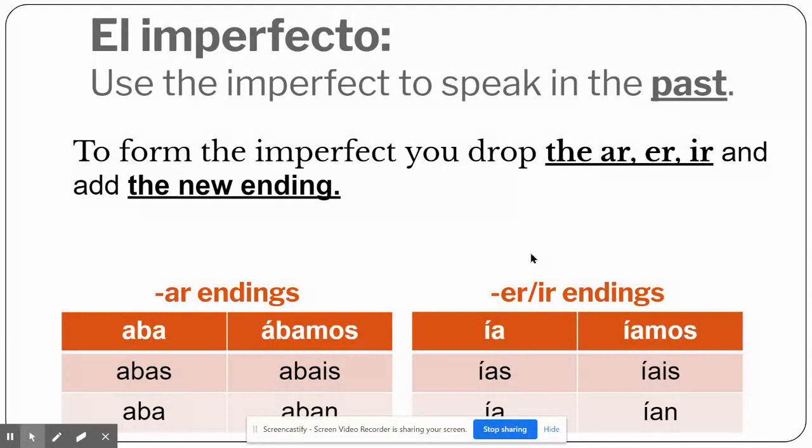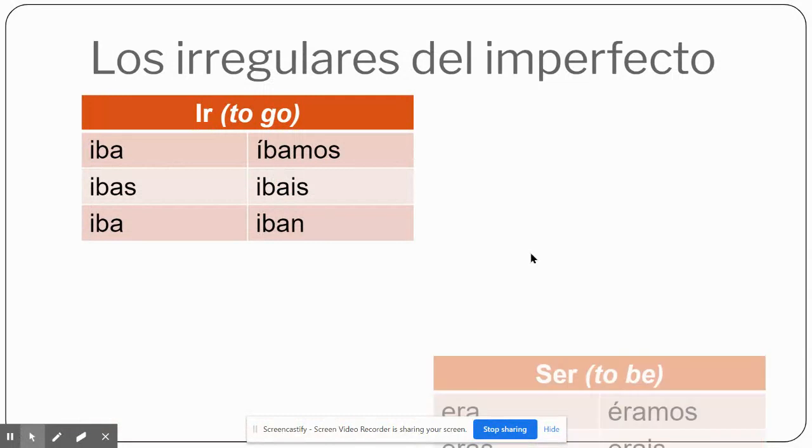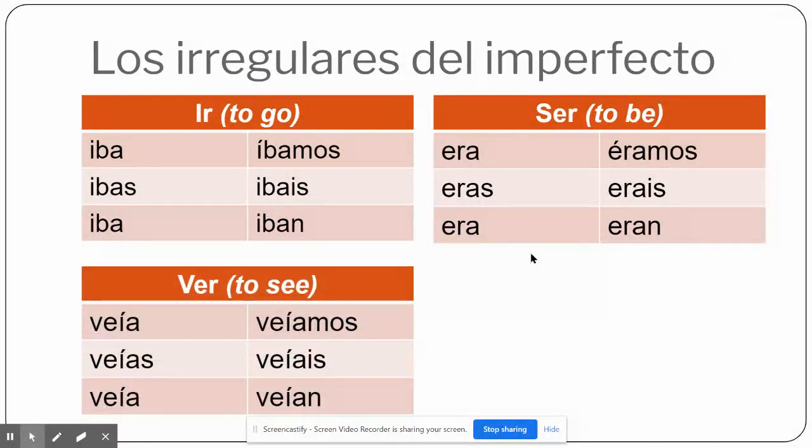So we're looking at whether you're using comer, comía, or escribir, escribía. So for ER, IR endings, take it off, put one of these back on. So once we know these charts, it's pretty simple. And it's nice because in the preterite, we have a million irregulars, right? In the imperfect, there's three verbs. We just need to remember they don't follow the rules in the previous slide. So these three verbs you're going to have to memorize on your own, but for any other verb, look at the two charts on the previous slide.